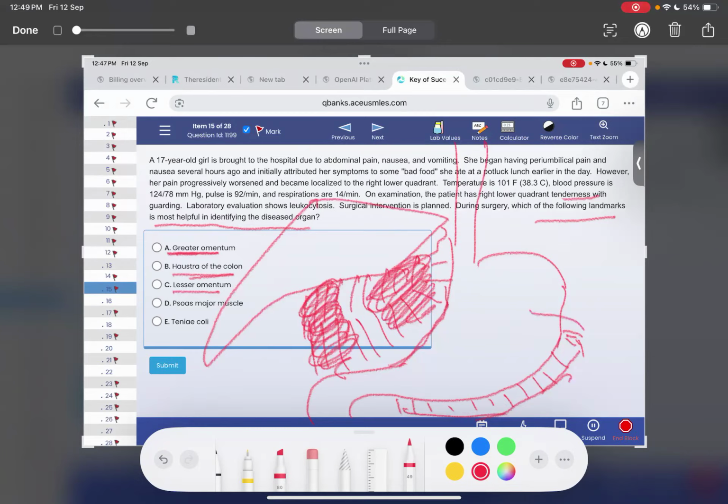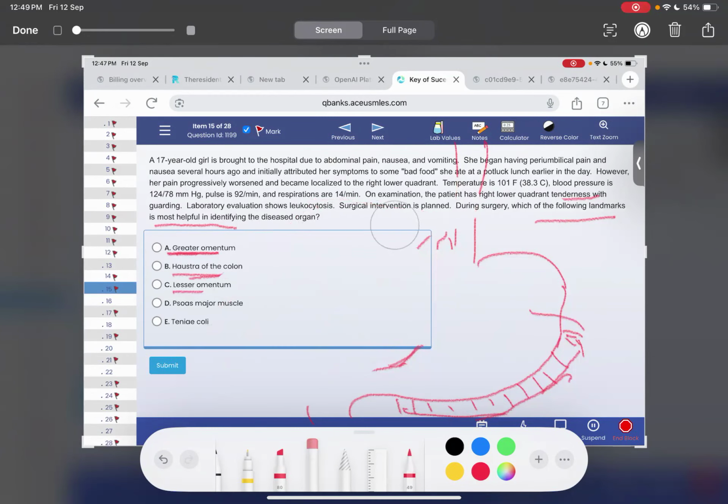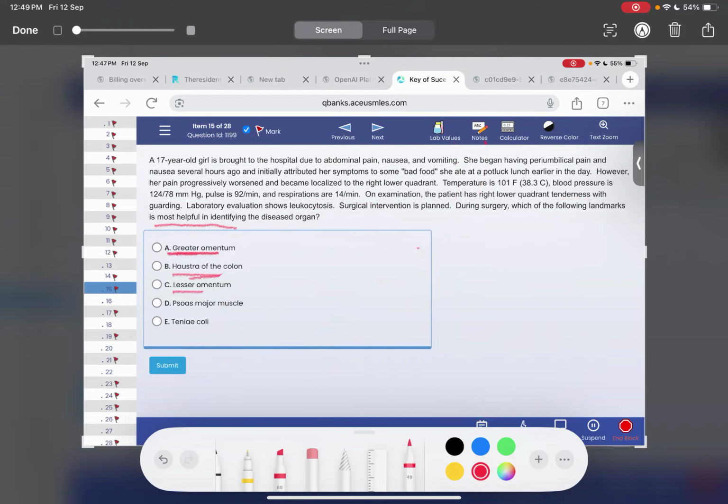What is the psoas muscle related to it? It's the psoas sign that is present in acute appendicitis. Whenever you extend the psoas muscle, it causes pain. So it is associated, but it is not the surgical landmark in this case.